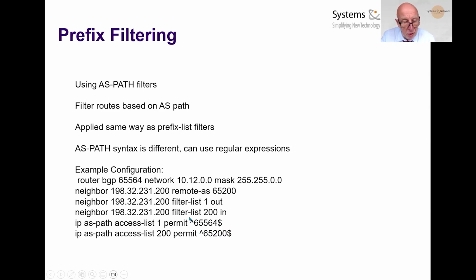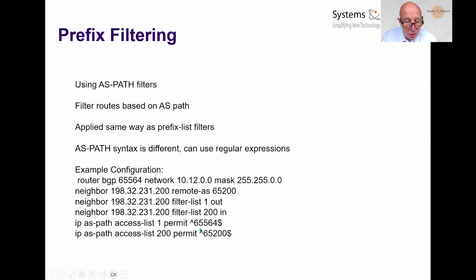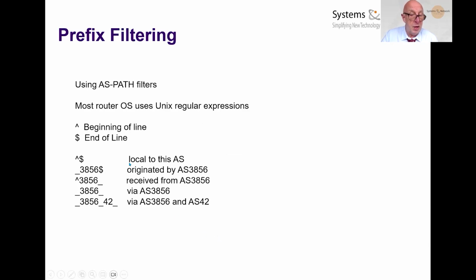If I put my cursor over that caret symbol, that one says permit anything that has originated from 65200. Or that one would permit anything that came at the last hop from 65200. But when you use the two together, it means only. So it's the start and the end, and they've only got one entry in between. There's the beginning of the line, the end of the line. That's as you read it.